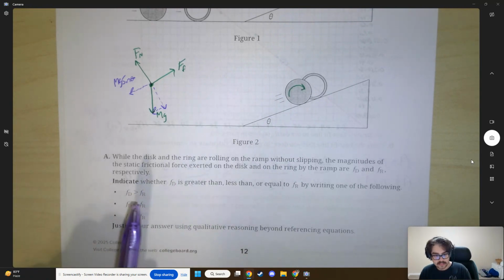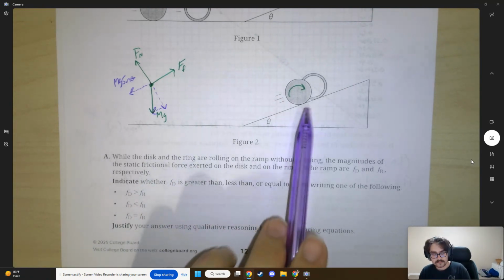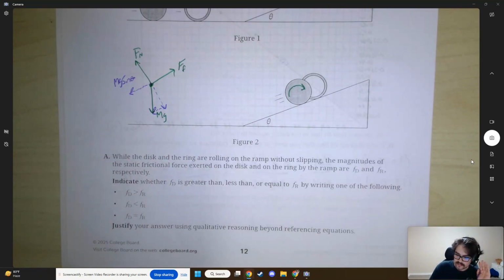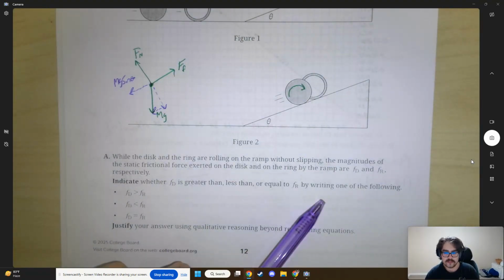However, that's not the case because the disk does not go up as far, and also just keep in mind that when you solve for static friction, the value you get is the maximum value. It can be less than that too. So keep that in mind, that's going to come back later, I think. So which one's greater? Which one's less?